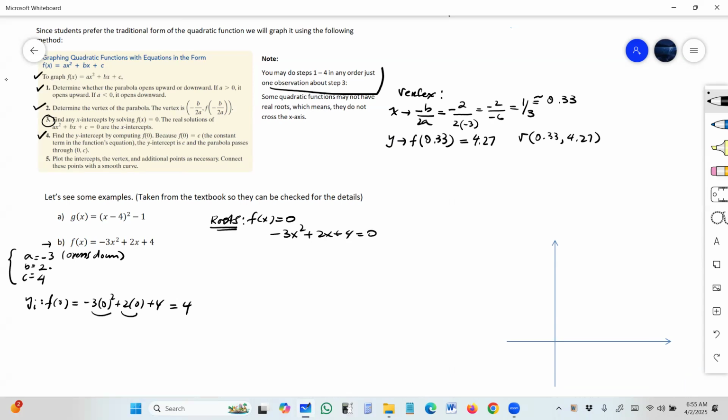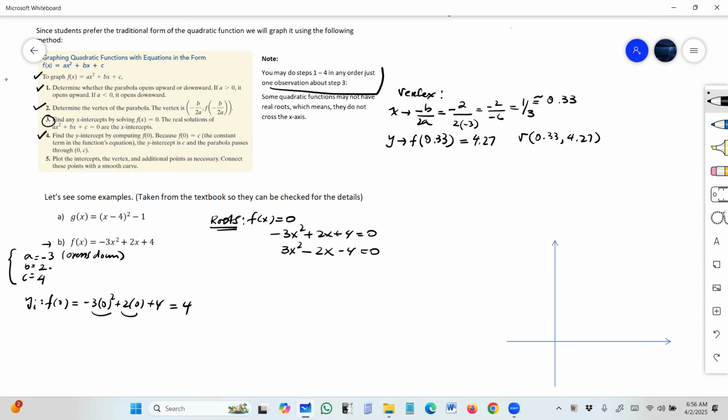Now to solve this, I don't want to start with the minus in front of the 3x squared, so I'm going to multiply everything by -1. And if I do, the negative becomes positive, the 3x squared becomes positive, the 2x becomes negative, the 4 becomes negative.